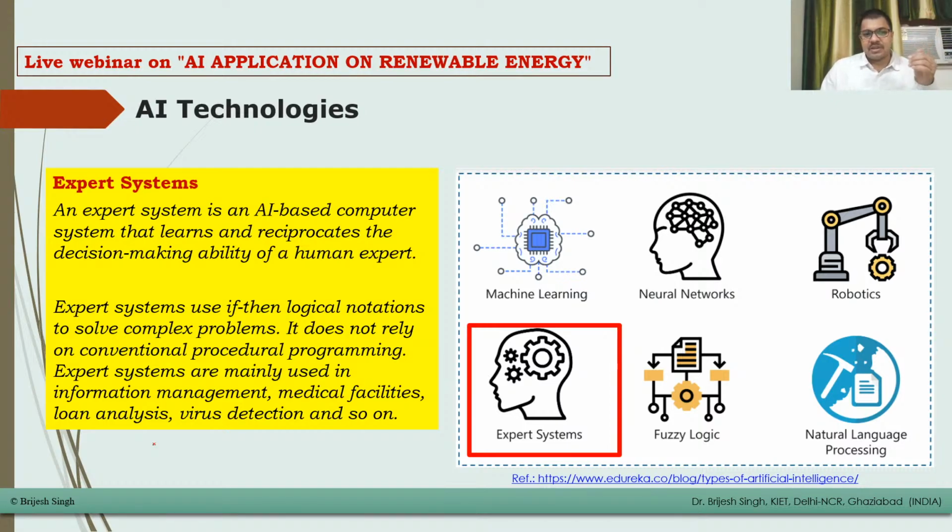Suppose a machine has an option to start the induction motor, so it executes each and every step given by the human expert. So it is a human following system, meaning whatever the expert has given in the form of if-else or if-then conditions, it follows that rule. That's why expert systems are also known as rule based systems. That is also a kind of AI technology. So these are the 6 technologies used in different engineering problems, and not only engineering problems, these technologies are used in the renewable energy area.